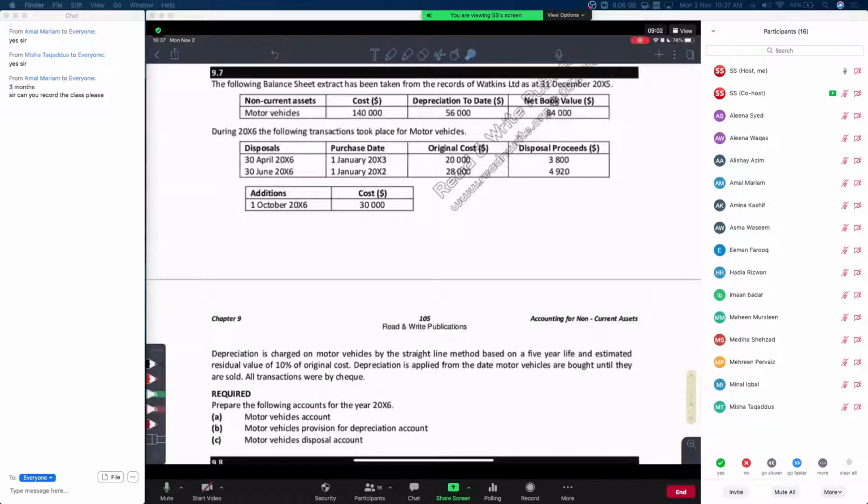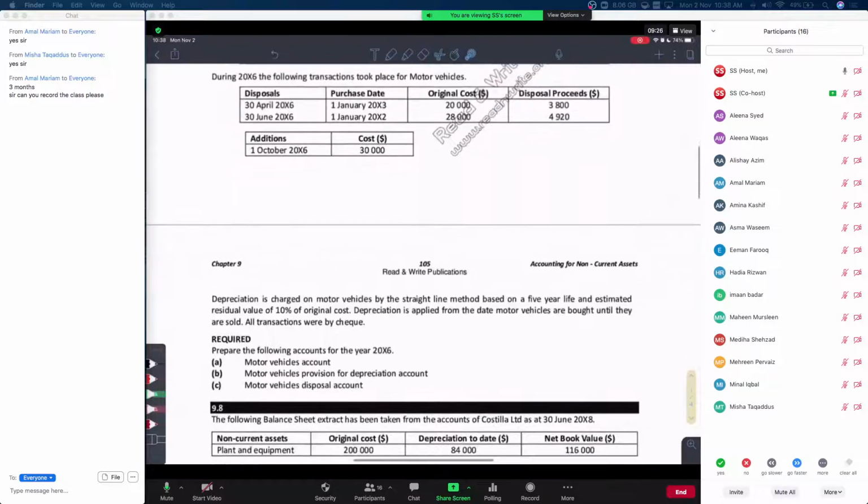Okay, the depreciation is to be charged on the straight line method based on a 5-year life and estimated residual values of 10% of the original cost. Depreciation is applied from the date the motor vehicles are bought until they are sold.